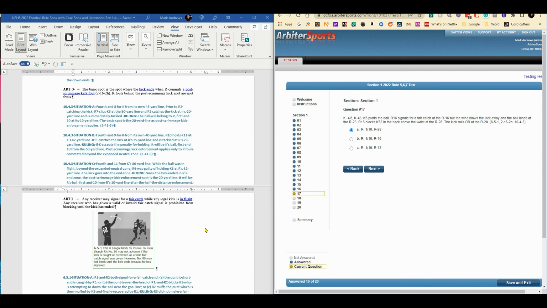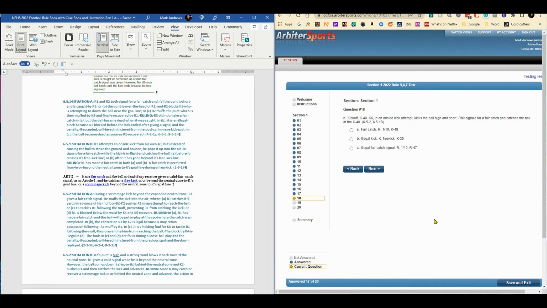So we are going. This foul by R16 is a 15-yard foul. So we are at the R26. We're going to go half the distance to the goal line, and it will be first and 10 for R at the R13.